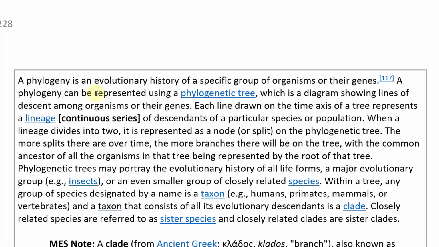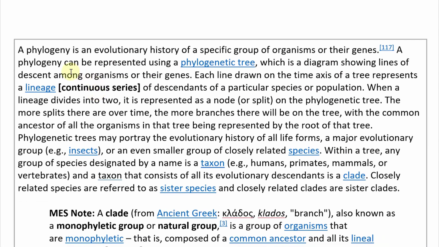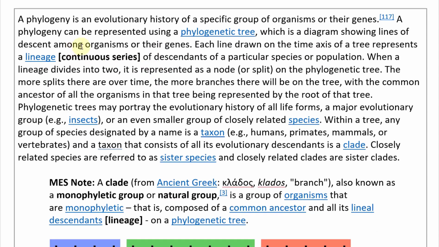A phylogeny can be represented using a phylogenetic tree, which is a diagram showing lines of descent among organisms or their genes. Each line drawn on the axis of a tree represents a lineage, which is a continuous series of descendants of a particular species or population. And when a lineage divides into two, it is represented as a node or split on the phylogenetic tree.